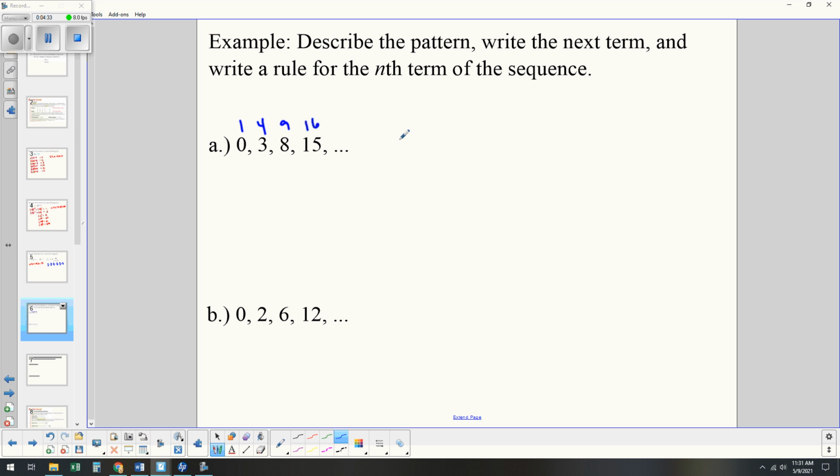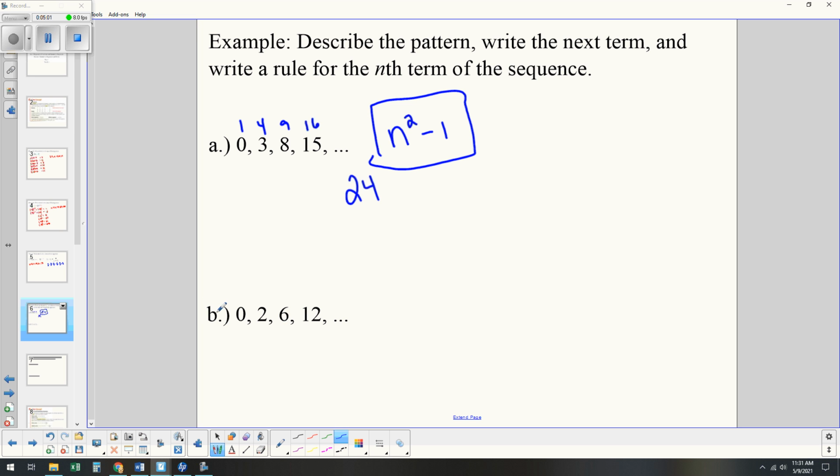So if I say the perfect square is n squared, I'm really taking 1 away from that, right? 1 squared minus 1 is 0. 2 squared minus 1 is 3. 3 squared minus 1 is 8. So that means this would be our rule. And the next term, if I were to plug 5 in, 5 squared is 25, minus 1 is 24. That would be the next term.